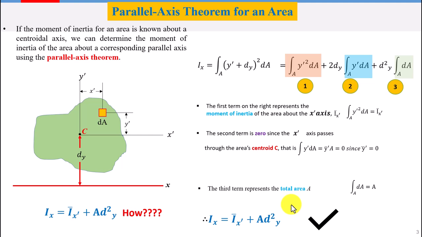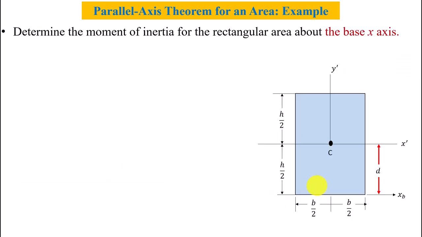Let us see one example. Okay, let us read the question. Determine the moment of inertia for the rectangular area about the base x axis. Okay, here we have a rectangular cross section. So as you can see, this is the centroid of this section, x prime and y prime passing through the centroid. Therefore, we want to calculate the moment of inertia about xb.